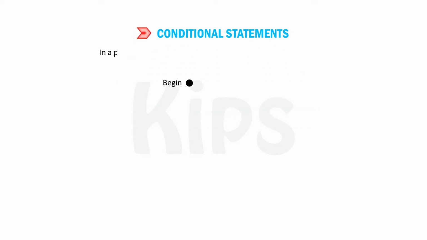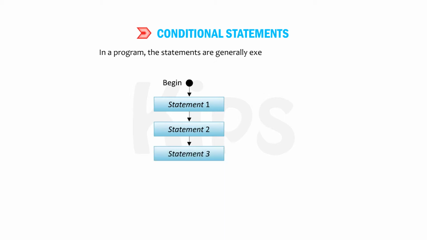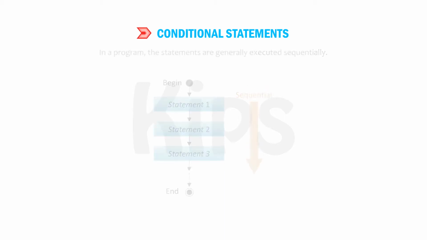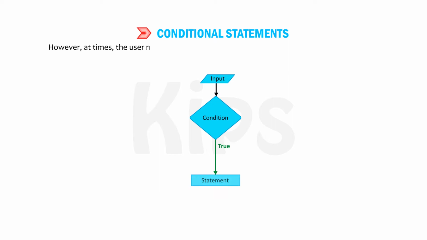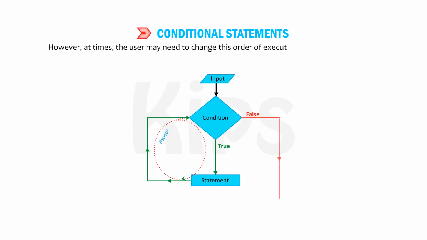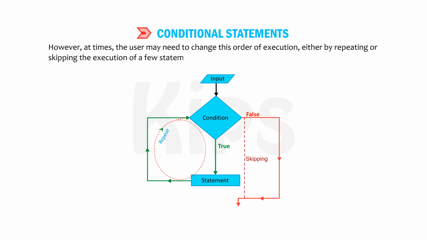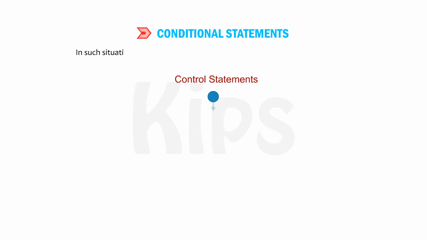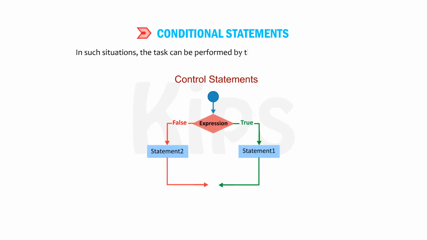Alright students, let us understand about conditional statements. In a program, the statements are generally executed sequentially. However, at times the user may need to change this order of execution, either by repeating or skipping the execution of a few statements, subject to a given condition. In such situations, the task can be performed by the use of control statements.